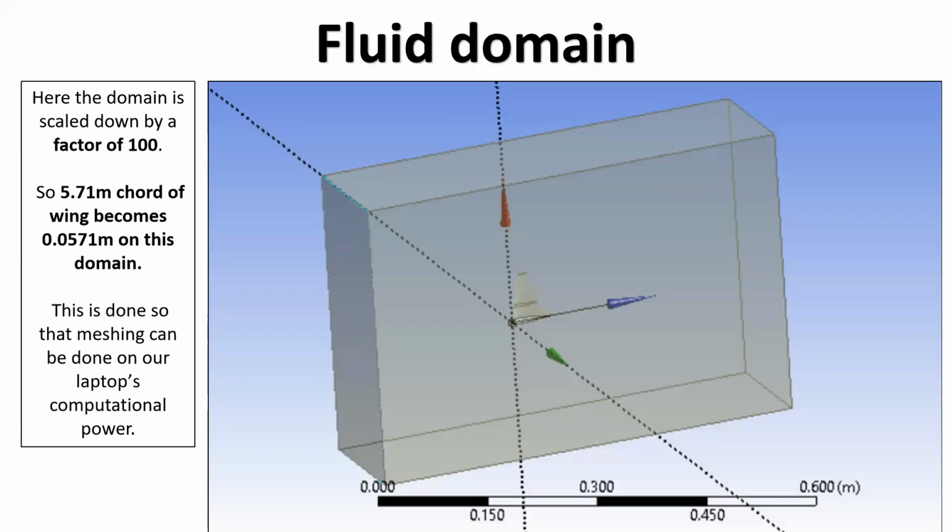Next comes the main part, that is the fluid domain. For solving this, we have kept the total model in a domain, and here the domain is scaled down by a factor of 100. That means the chord length of 5.71 meter of the wing will become 0.057 meter in this domain. This is done so that meshing can be done on our laptop's computational power.